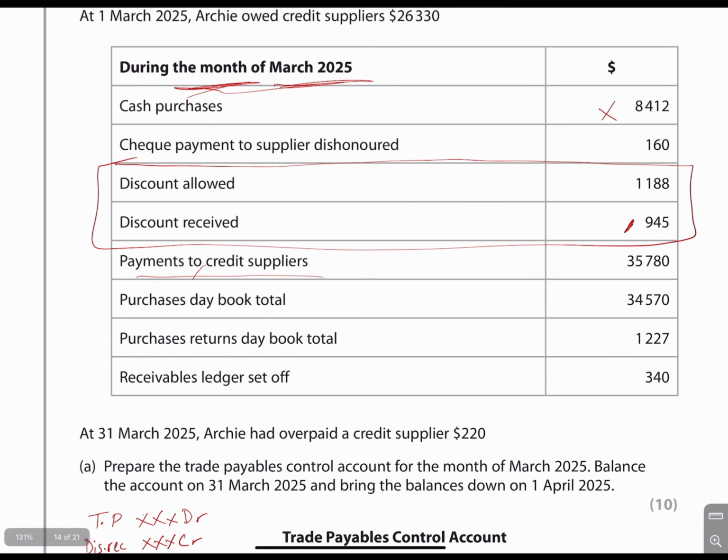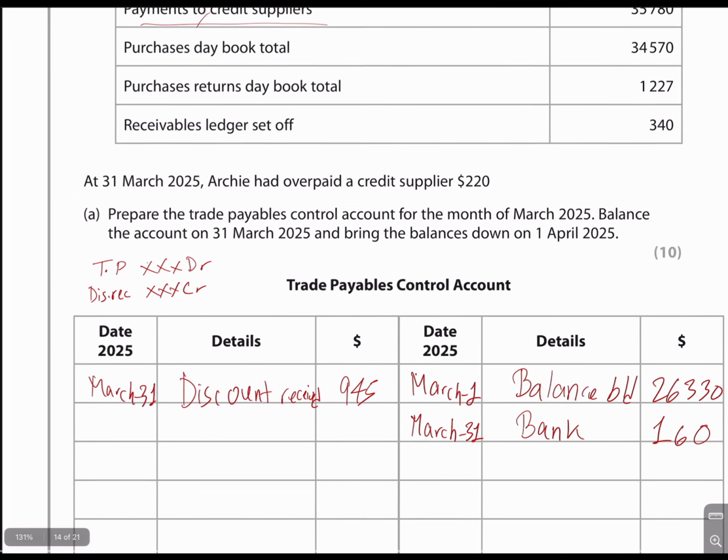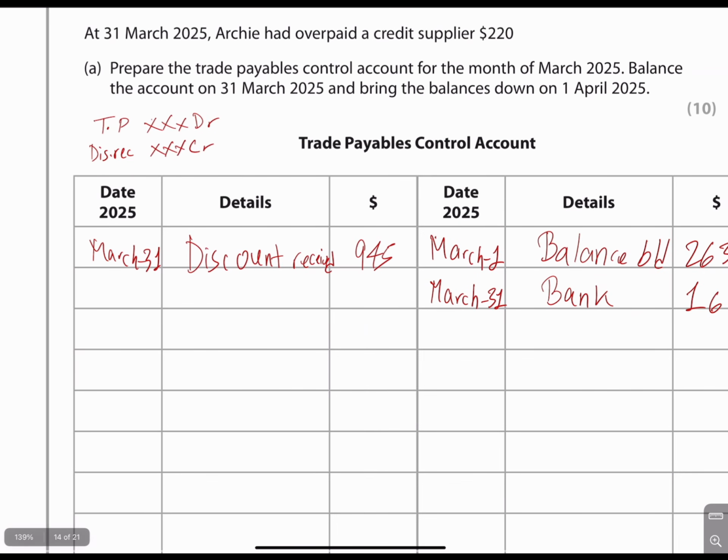Next up, this is irrelevant because we don't allow discount to our payables. We receive discount from our payables. Next up, we have payments to credit suppliers. You have paid money to our credit suppliers, so it decreases your liabilities, right? So it would enter on the debit side.